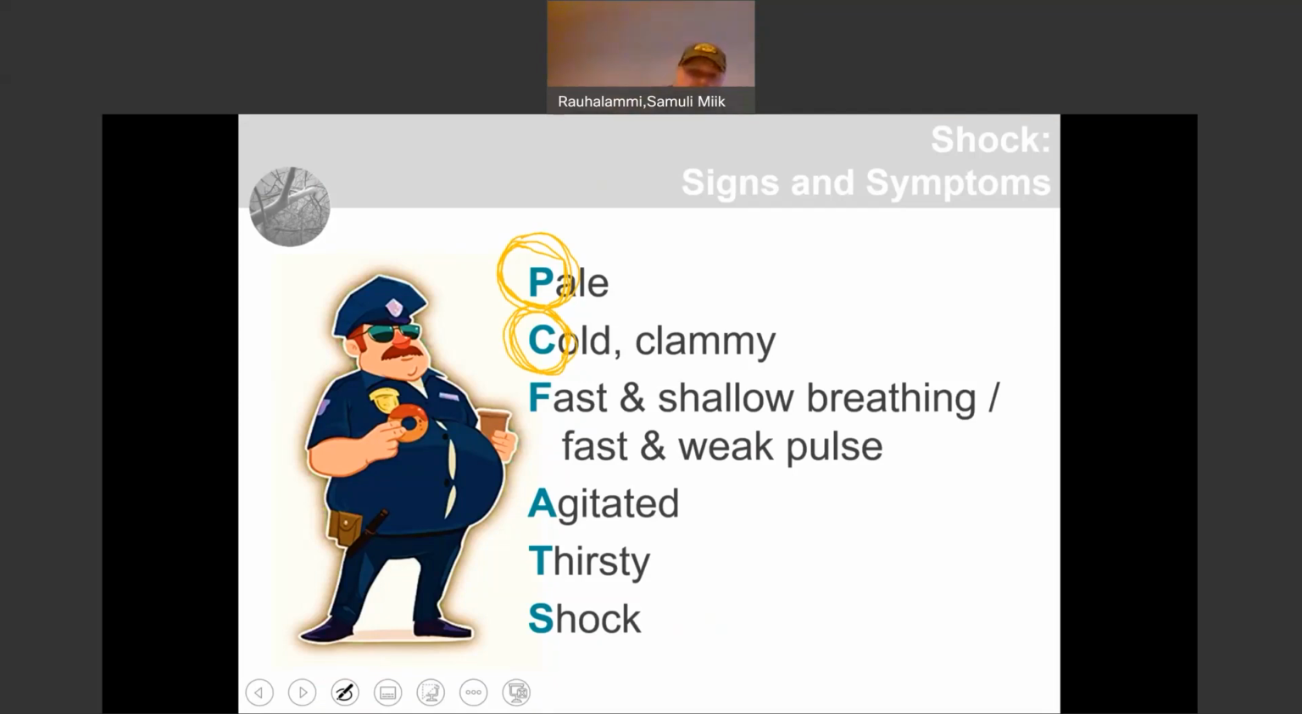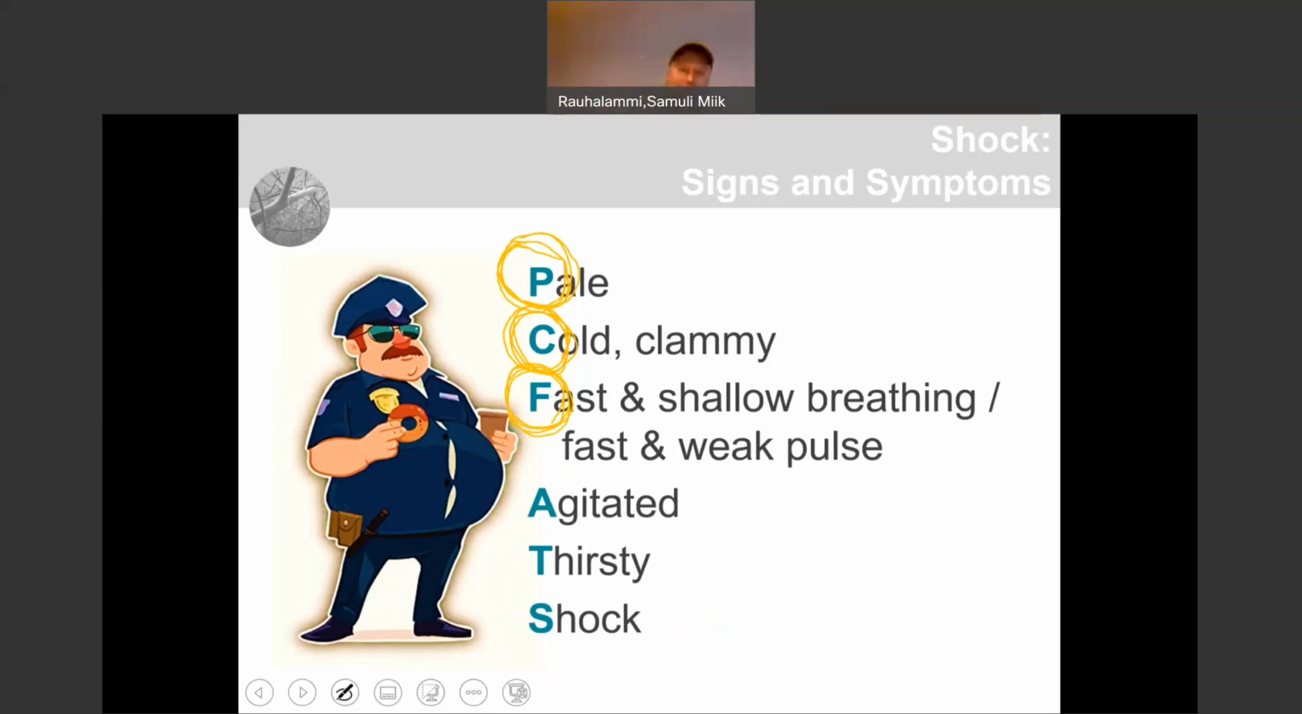The other thing, the breathing of an individual who's going into the shock tends to be very fast, but very shallow. So they're not taking deep breaths. They're just going. Also, same goes for the pulse. It is a fast and weak pulse. So you might have a hard time finding the pulse on this individual going into a shock. It is rapid, but it's not strong.